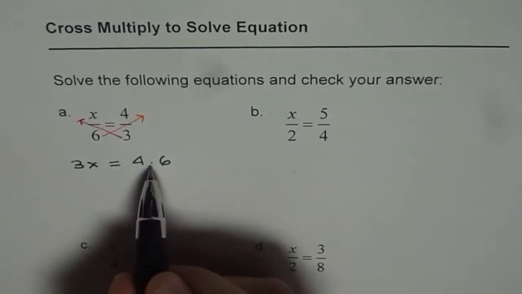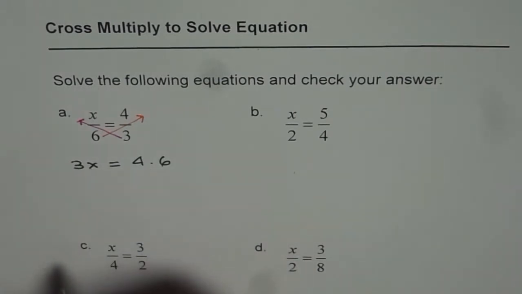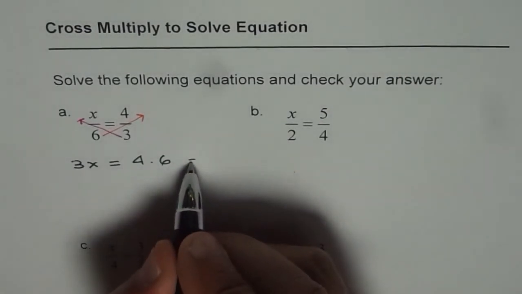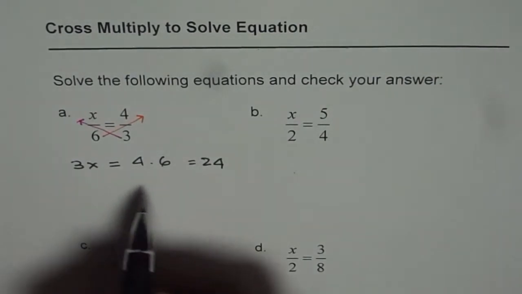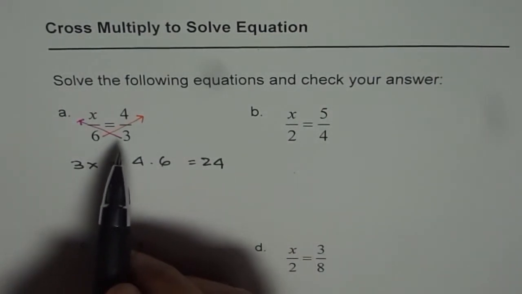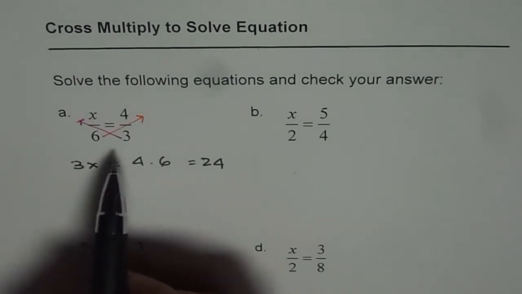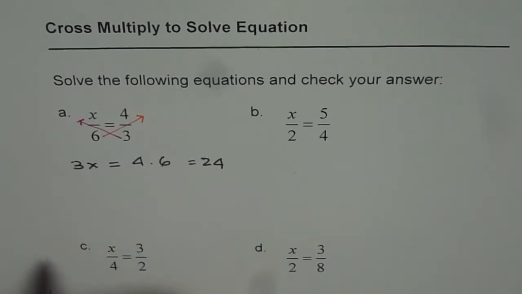I'm not using a multiplication sign here since it may create confusion with x. Correct? So we get 3 times x equals 4 times 6, which is 24. Correct? Now to find x, we can divide both sides by 3. So with the help of cross multiplication, we actually got rid of fractions. Do you see that part? So we'll use cross multiplication to get rid of fractions.